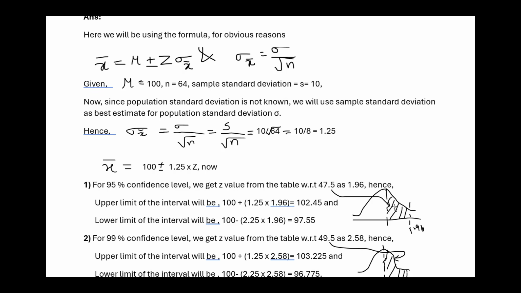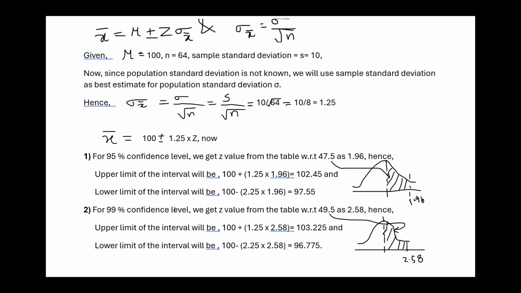For the 95% confidence level, we look for 47.5% and get 1.96 from the table. When we use that, we get an upper limit of 102.45 and a lower limit of 97.55. For the 99% confidence level, we look for 49.5 and get z equal to 2.58. Then we use that and get an upper limit of 103.225 and a lower limit of 96.775.